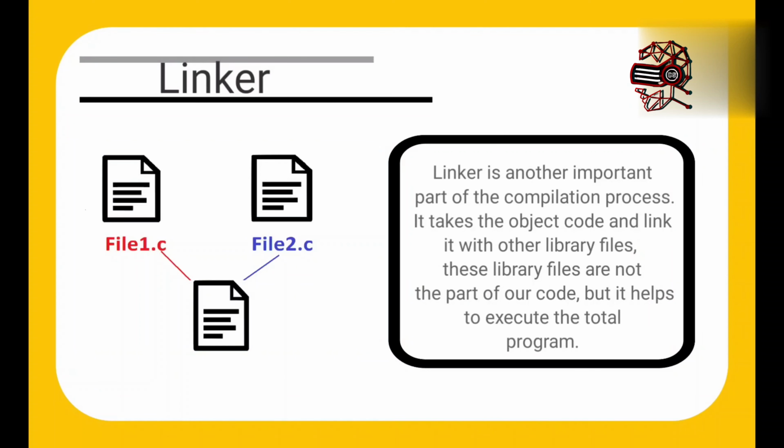5. Linking. The linker comes into play if your program depends on external libraries, such as functions from the C standard library. It takes the object code generated by the assembler and combines it with the necessary library files. The linker resolves references to external functions and variables, ensuring that your program can access and use them. It creates a single executable file that contains the complete machine code for your program, along with the required libraries.